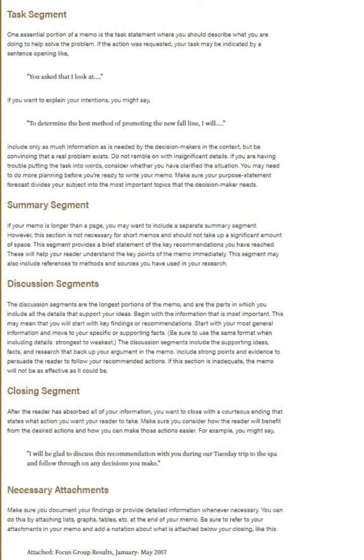Necessary attachments. Make sure you include documents that have your findings or provide detailed information whenever necessary. You can do this by attaching lists, graphs, tables, etc. at the end of your memo. Be sure to refer to your attachments in your memo and add a notation about what is attached below your closing, like this: "Attached: focus group results, January to May 2007."